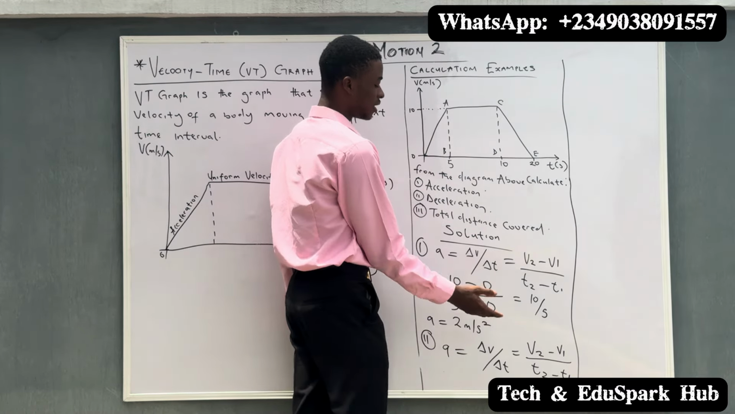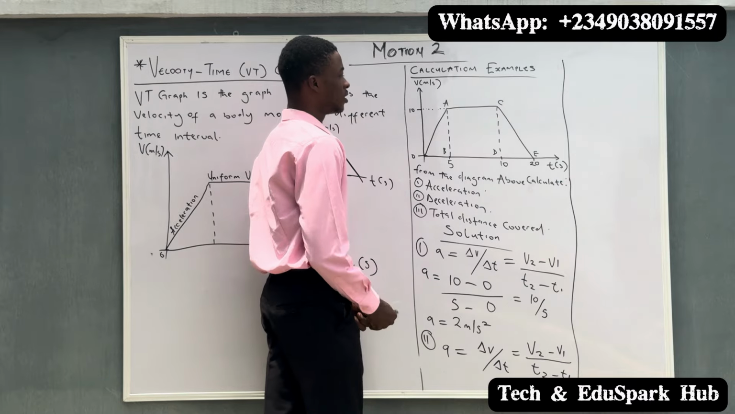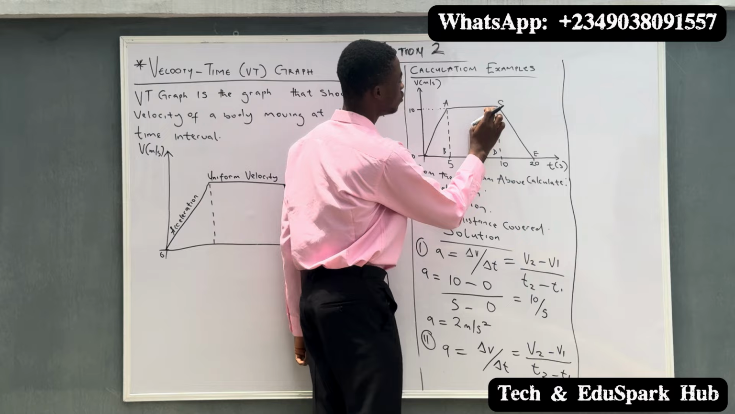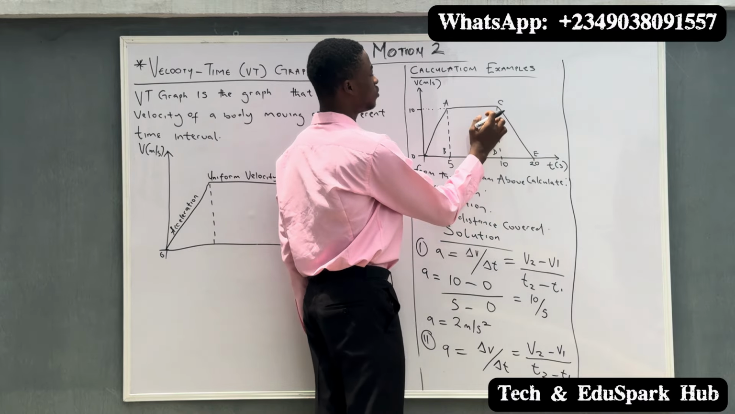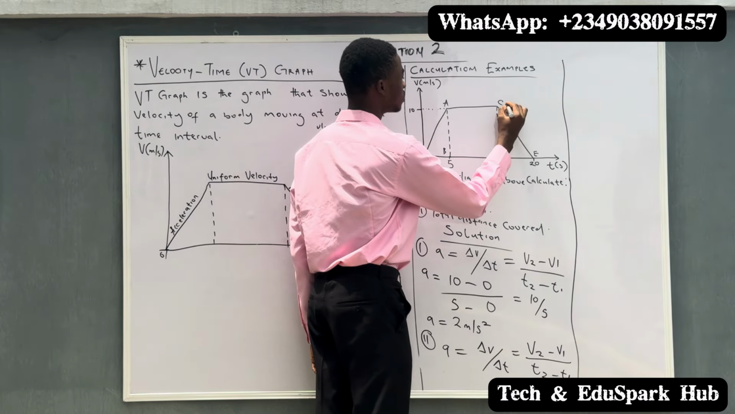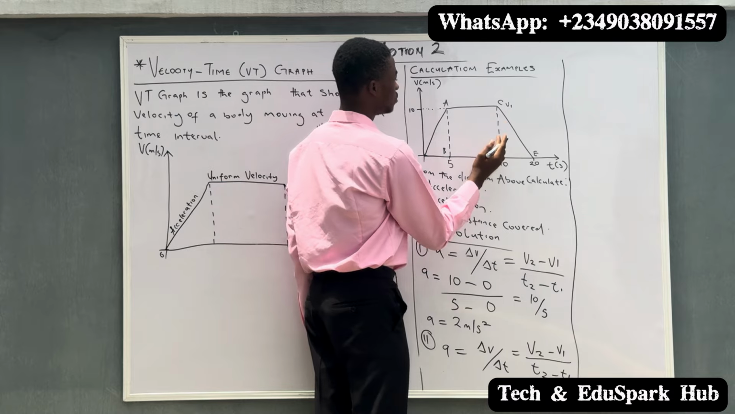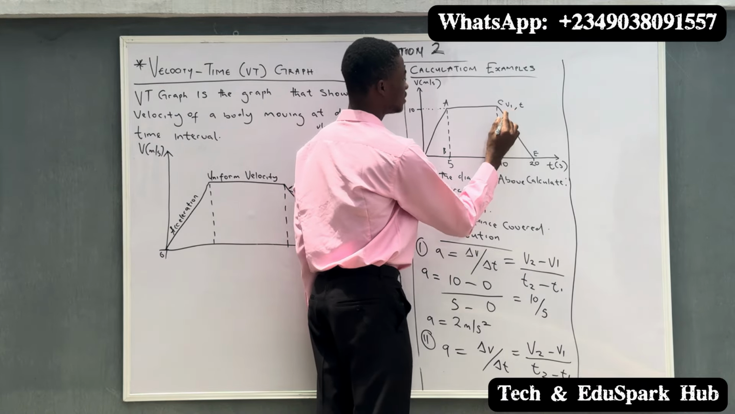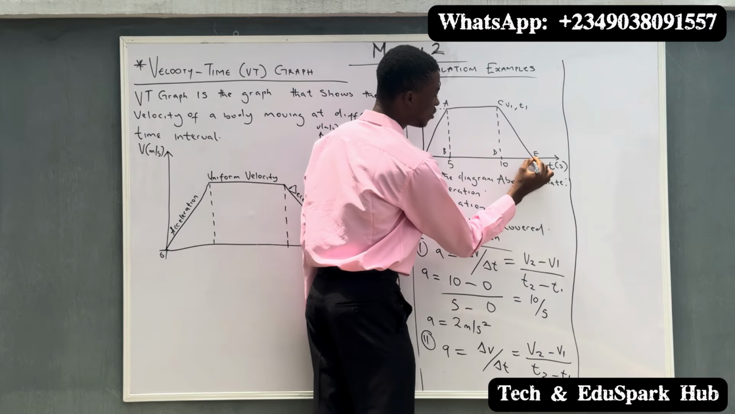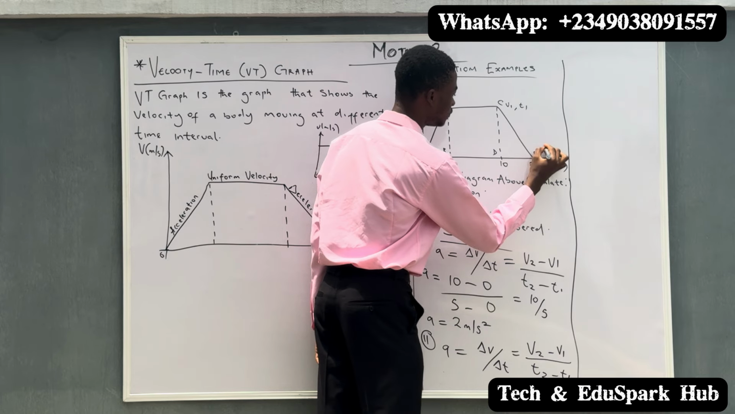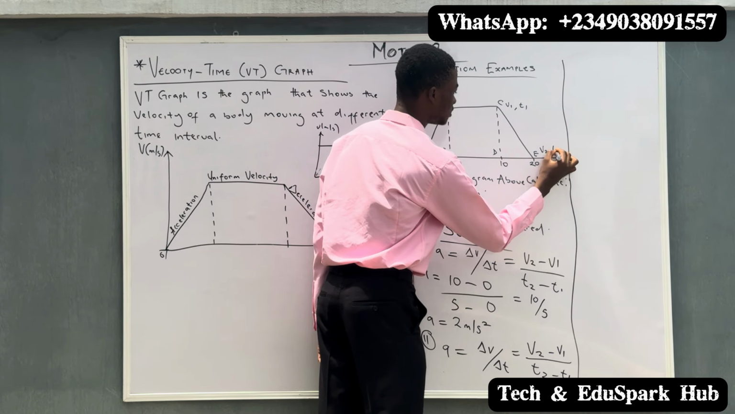So from this graph, what is our v2 and v1? Remember that the deceleration is going to start from this point, because it is going downward. So this place will be our v1. And also this place will be our t1, because this is when the time for deceleration starts. And deceleration will be ending here. So this will be our v2. And this will also be our t2.